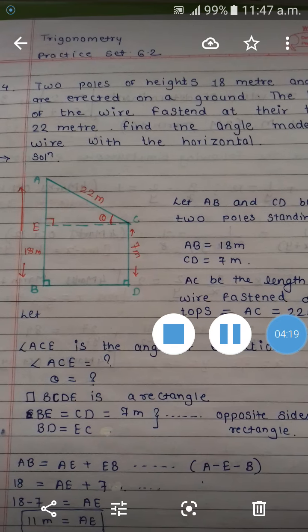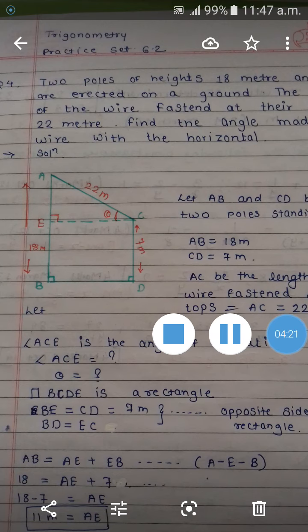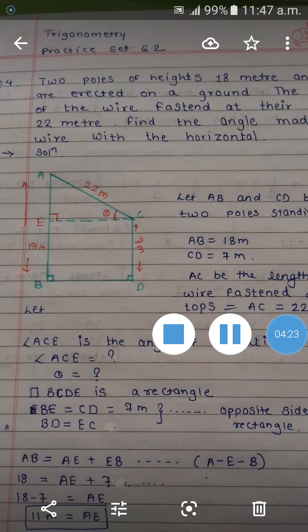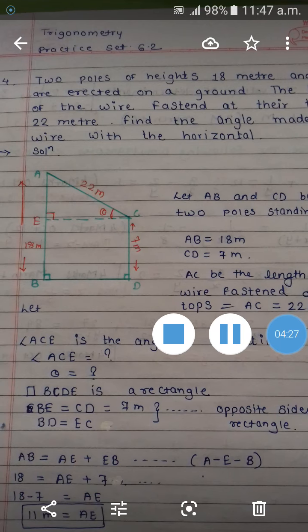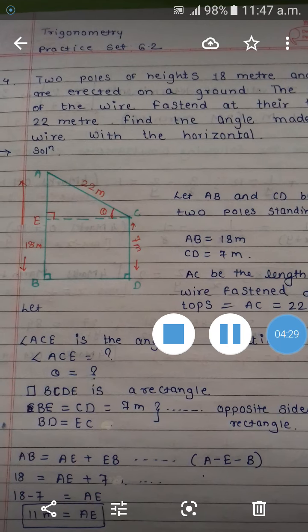So BCDE is a rectangle. So what is the rectangle property? The opposite sides of a rectangle are congruent. So which sides are opposite? BE and CD. Its length is given. It is 7 meters.